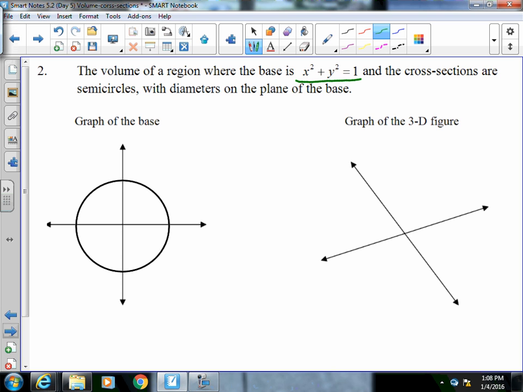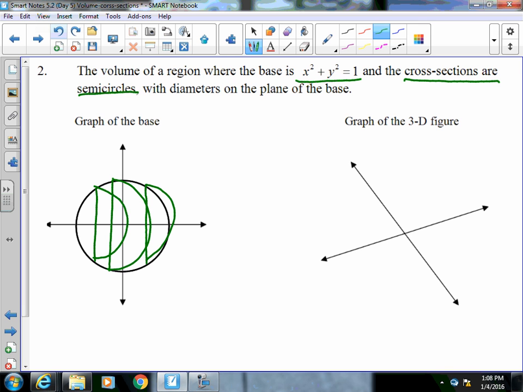Now, we're going to do another example with a shape other than a square. Same function. This time the cross sections are semicircles with diameters on the plane of the base. So now we're talking about having a line here that forms a semicircle, or one here that forms a semicircle, and they would be solid. Enough of them that this would be a solid. It would look a lot like half of a basketball, something along those lines.